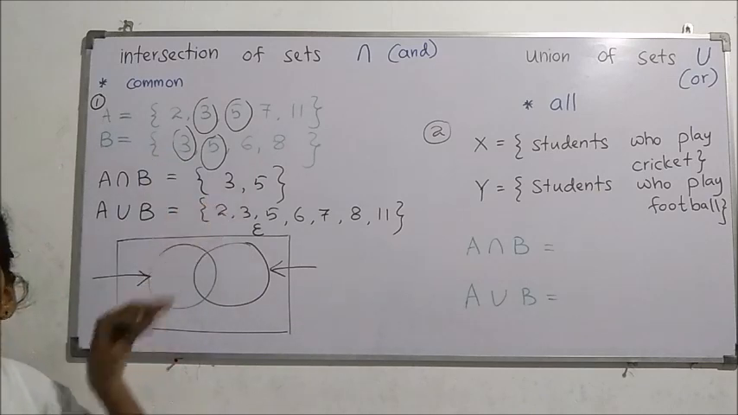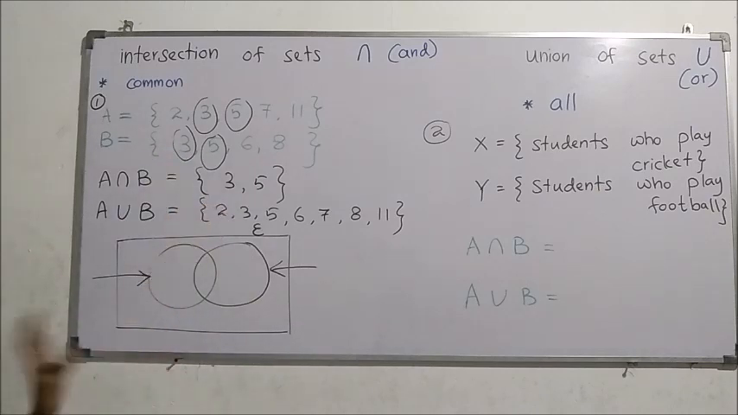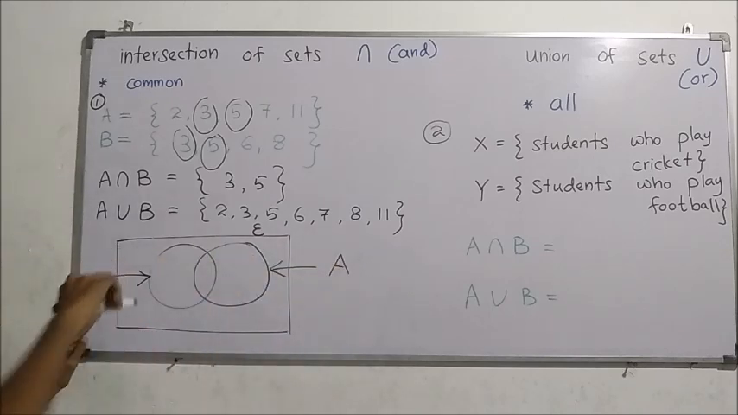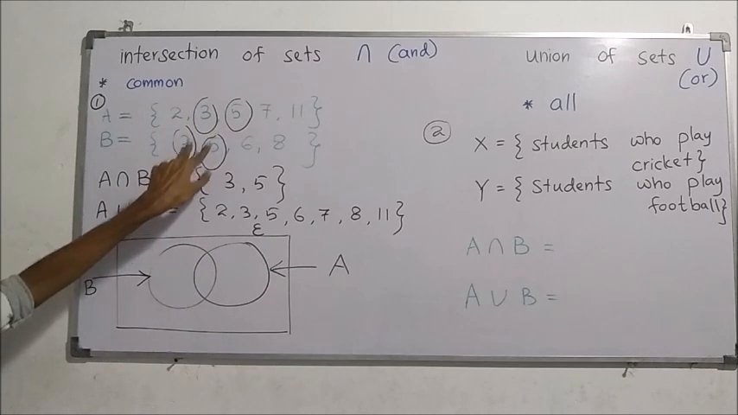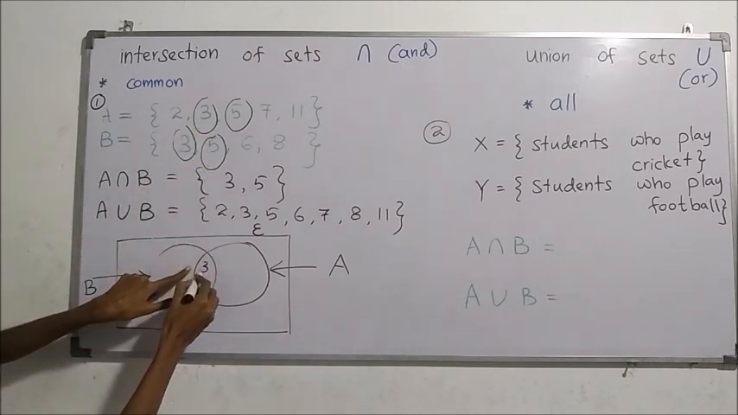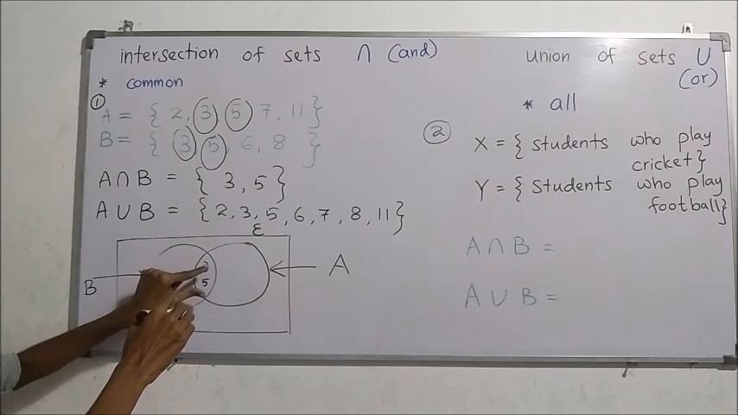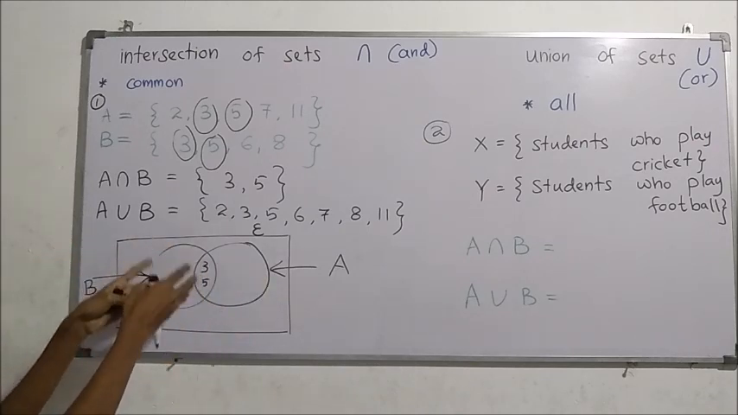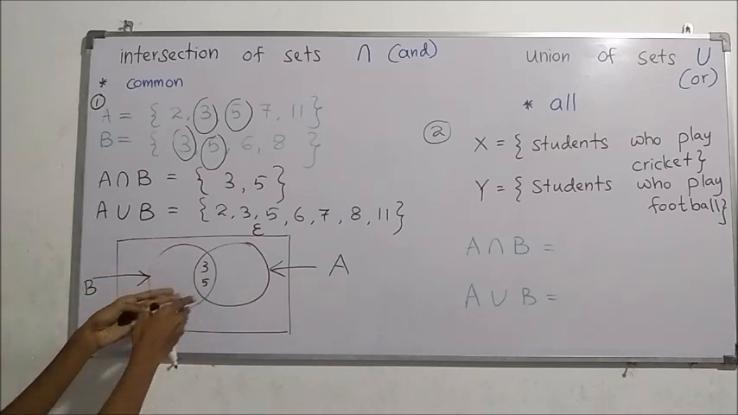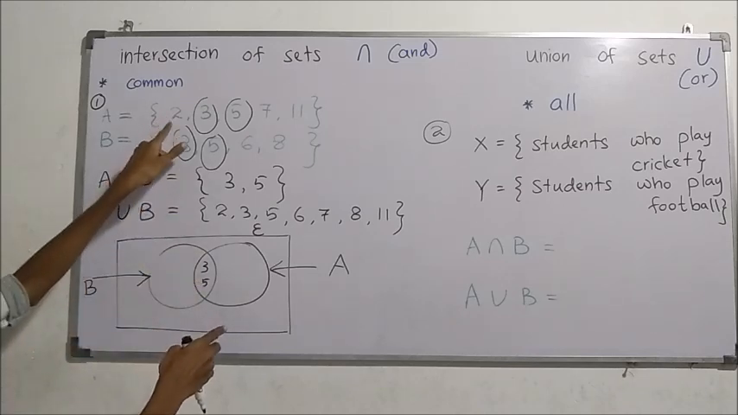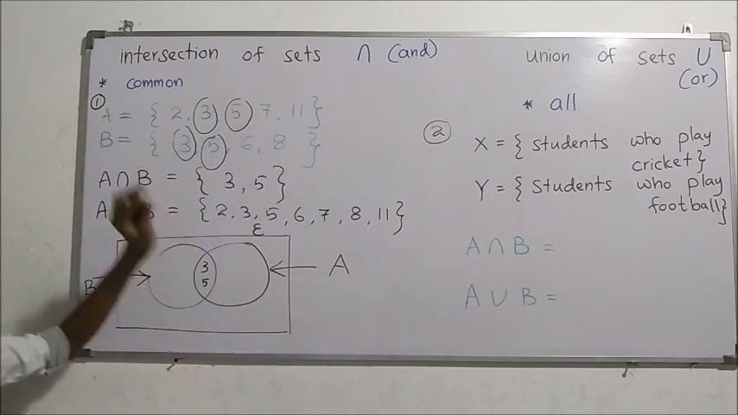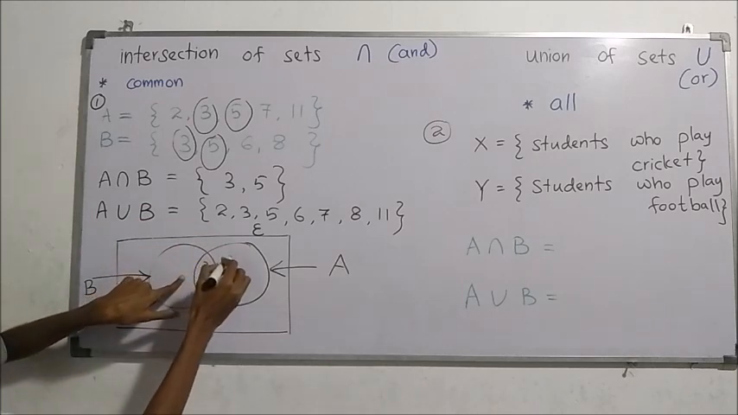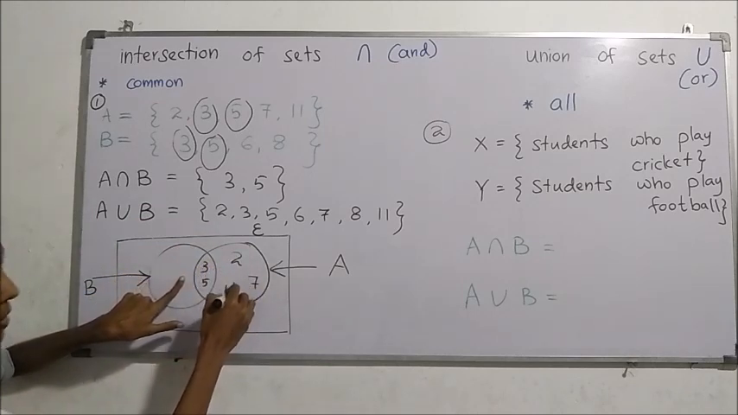Hope that you can remember the second situation. When there are few common elements, this is the way we need to represent the sets. So in this side I will represent set A, in this side I will put B. Okay, what are the common elements? 3 and 5, no? So we need to include them in the middle region because it shows the intersection of both the sets, the common region. The common elements should be included there. Okay, other than these two, what are the other remaining elements? 2, 7, 11. They belong to set A but not to set B. So here we will write 2, 7, 11.